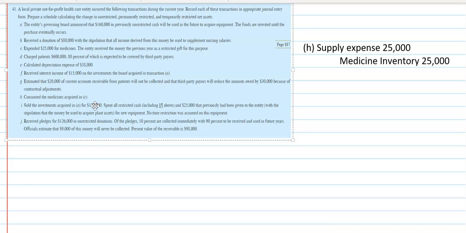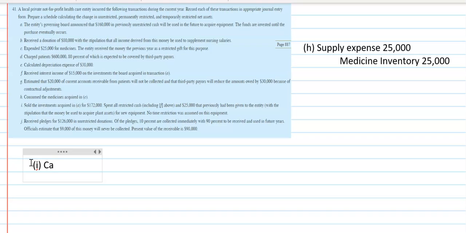So now you actually need to do three entries. First, let's do the entry to record the sale of the investment. The investment amount was originally 160. Now they sold it for 172, so they are making a gain on this sale. The journal entry to record the sale will be cash debit, because they sold it for 172,000. So they received cash.